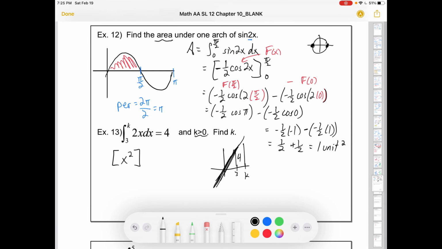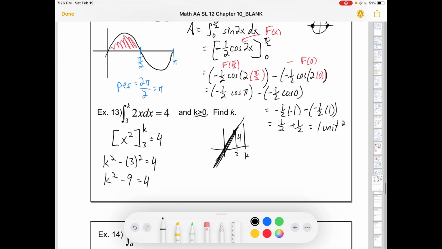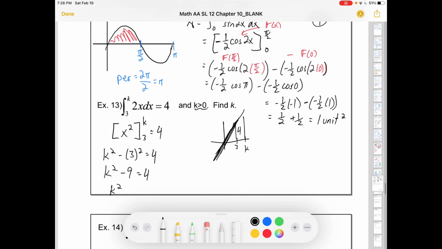We don't get too concerned that stuff is weird here. So it's just x squared from 3 to k equals 4. And then sub in. k squared minus 3 squared equals 4. k squared minus 9 equals 4, or k squared equals 13. And that gives us, when we square root, plus or minus root 13. But since k is greater than 0, k has to be root 13. Hard to imagine what exactly this looks like, so let's head to the GDC.